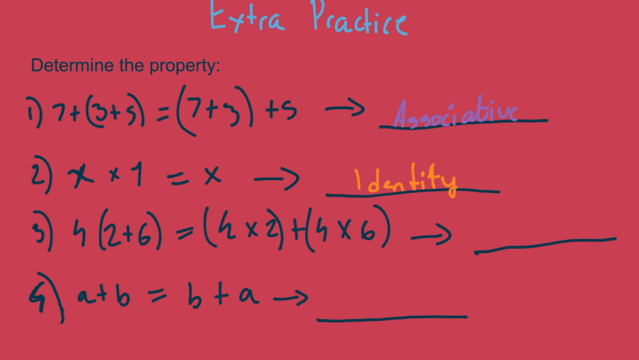Third, what's going on with my numbers here today? But this is just distributive property. It's not a good color. Then last, but certainly not least, a plus b is equal to b plus a. That's just commutative.